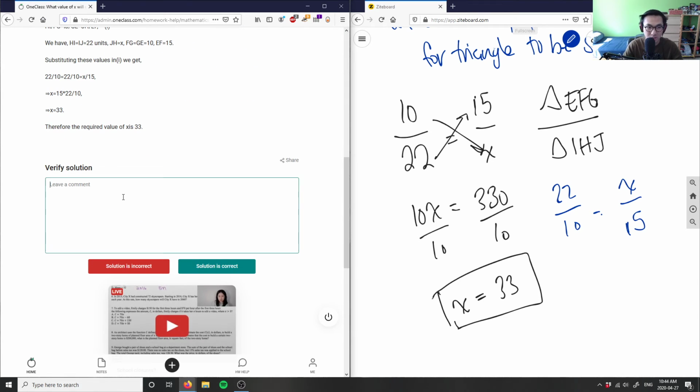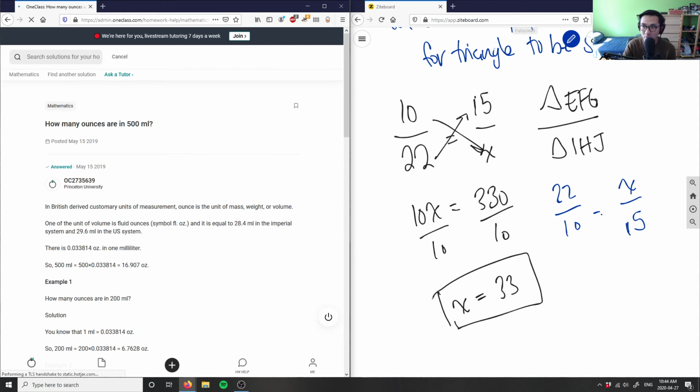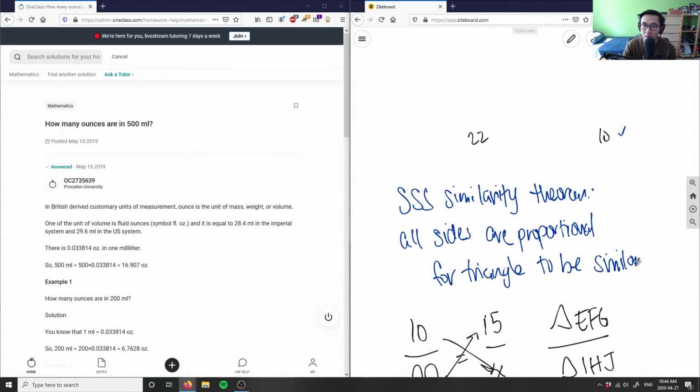So this solution here is correct. Great analysis. Solution is correct for x equals 33. That's good. That was number 10.